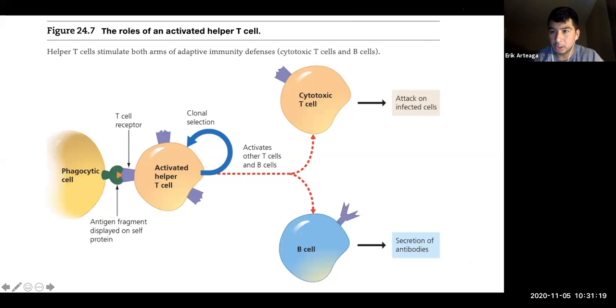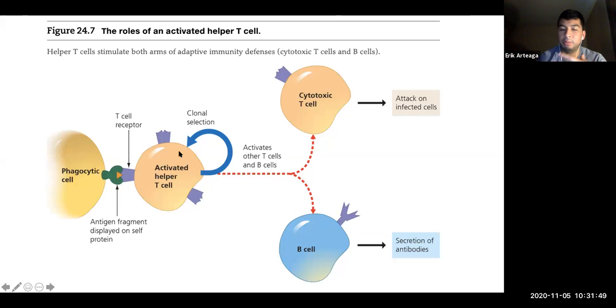Okay, all right. So the roles of activated T helper cells. T helper cells stimulate both arms of the adaptive immune defense, so cytotoxic T cells and B cells. So this is antigen presenting. Again, this is where the phagocyte will come and say, hey, look at what I got. Please take this to your superiors. This T helper cell will then become activated, and you have clonal selection. So you have this occurring at the same time.